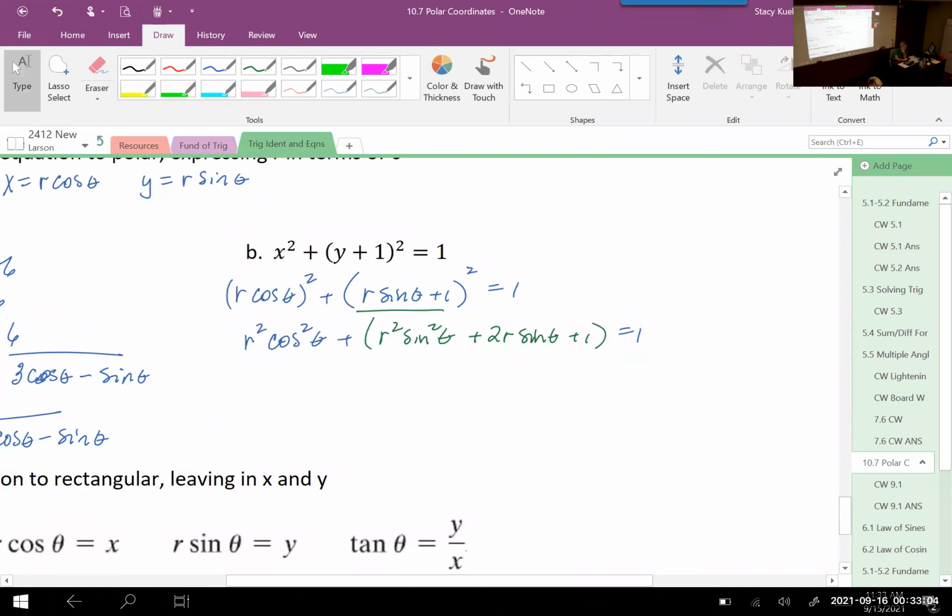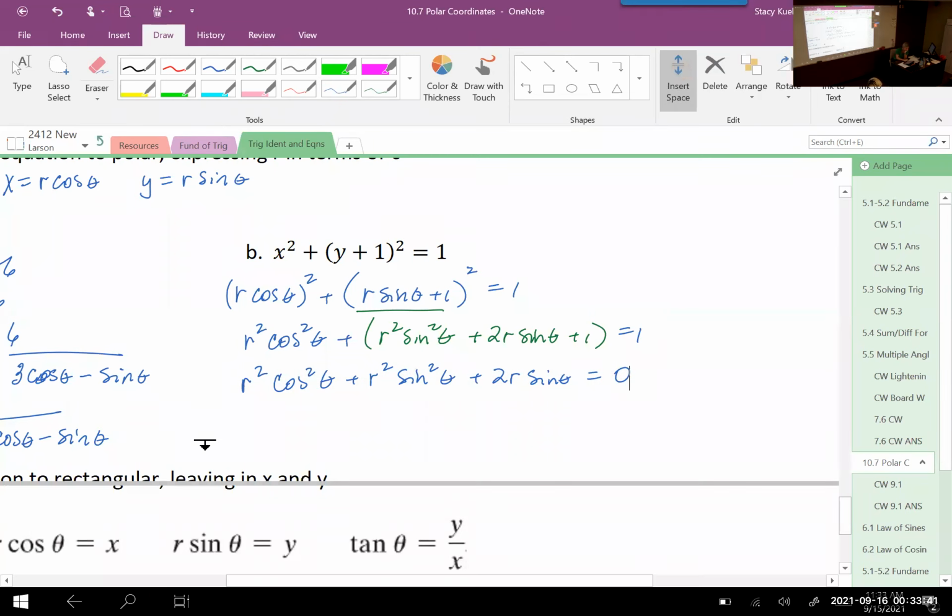Now let's see if we can combine any terms and simplify and so forth. So I have r squared cosine squared theta plus r squared sine squared theta plus 2r sine theta, and I'm going to subtract the 1 to the other side to get rid of it. So I only have variables now on the left-hand side. And let's do a little grouping here. Couldn't you also group the r squares?